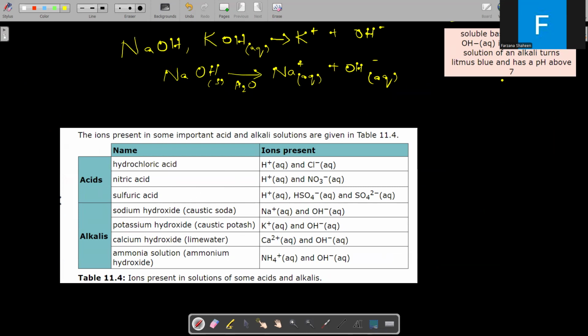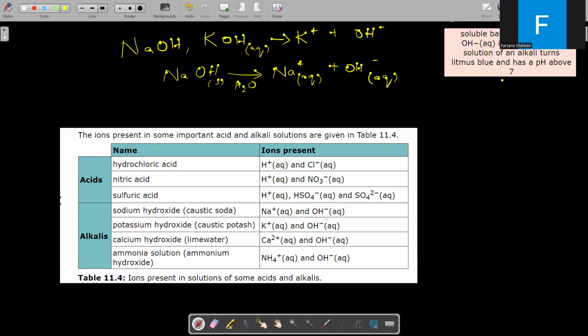Sulfuric acid gives hydrogen ions and sulfate ions. If you talk about alkalis, a few famous, popular alkalis are sodium hydroxide, potassium hydroxide, calcium hydroxide, and ammonia solution, which has ammonium hydroxide in it. So you can see that you have sodium, potassium, calcium, and ammonium ions. And what is the main ingredient of an alkali? It's the hydroxide that it produces.